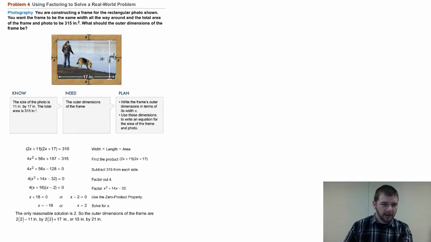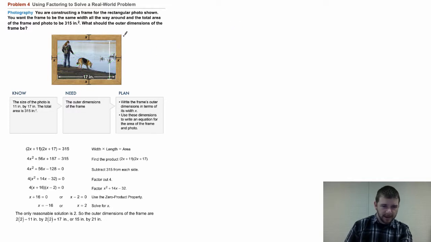So, we know the total area of the photo and the frame is, well, we want it to be 315 square inches. We know that the photo itself, not including the frame, is 11 inches by 17 inches, and so we could quickly and easily find its area. It turns out that's not that valuable for us in this problem, but it's something we know, and those dimensions, 11 inches by 17 inches, will be useful in finding our outer dimensions.